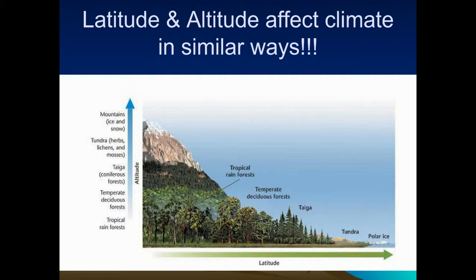So I just want to add in there that just as latitude affects the distribution of biomes, altitude does the same thing. Wait, so temperate forests is considered higher than tropical forests? Don't be confused with that in terms of latitude. It's not like that going latitude.